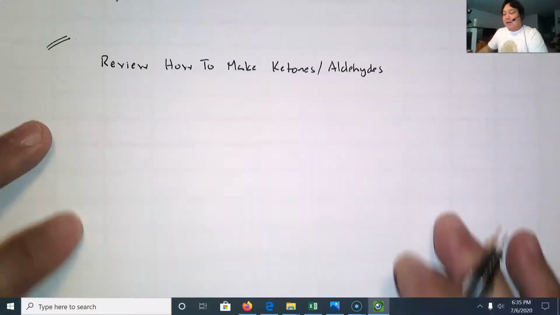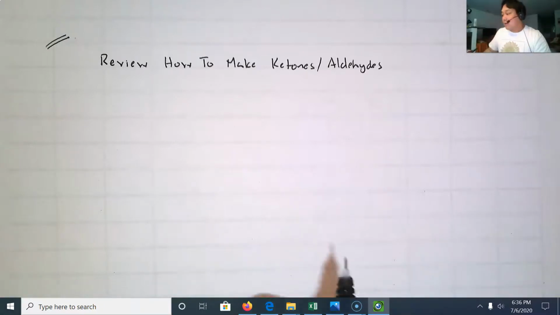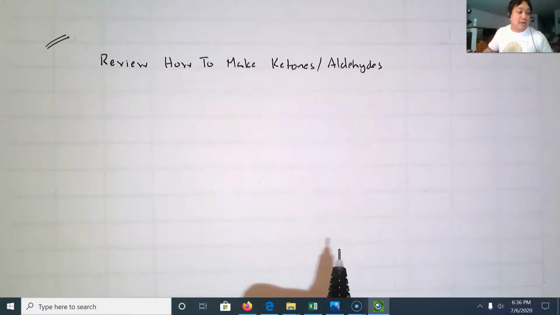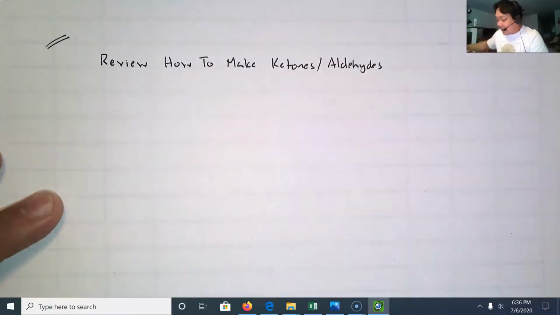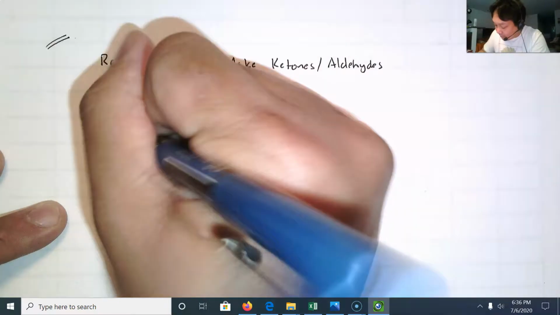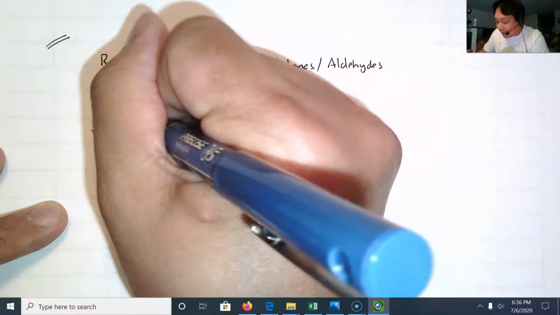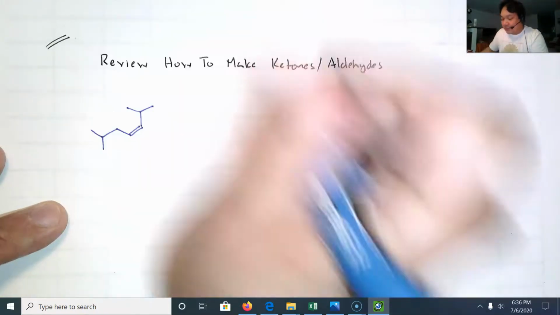Ketones and aldehydes. From organic 1, what did we look at? We looked at ozonolysis. So, for instance, if I have this molecule here, this is not a common way to try to make a ketone or aldehyde, but let me show you the example though.